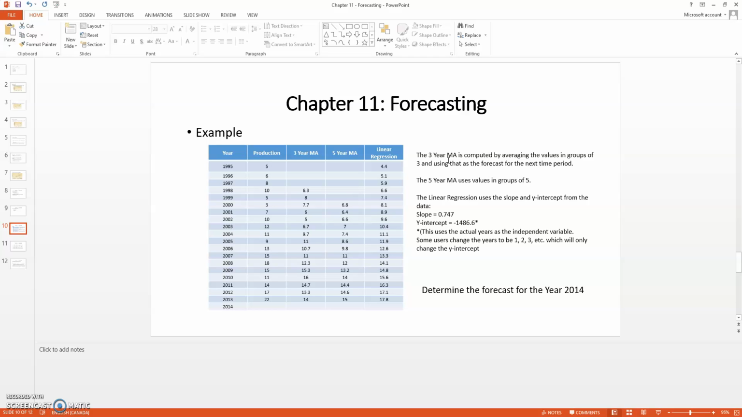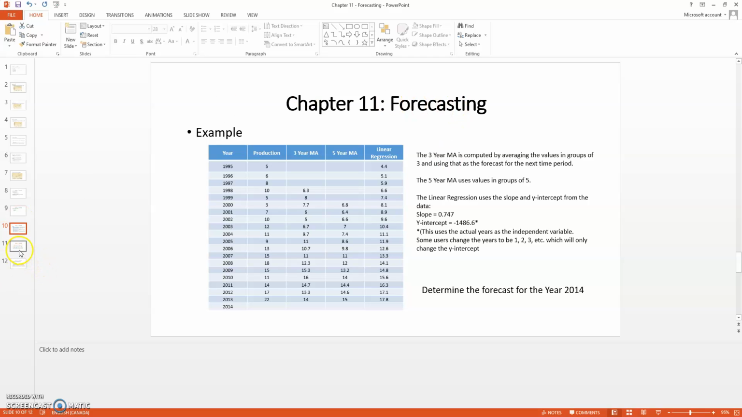We can also develop a linear regression. It uses a slope and y-intercept from the data. We could calculate the slope using a regression tool or just a slope and intercept function. The slope calculates out to be 0.747. The intercept is negative 1486.6. There are a couple of ways we can go through this linear regression process, but for the sake of this course, we're just going to look at these 2 different types of models: moving average, maybe a couple of different time series, and then a linear regression as well.